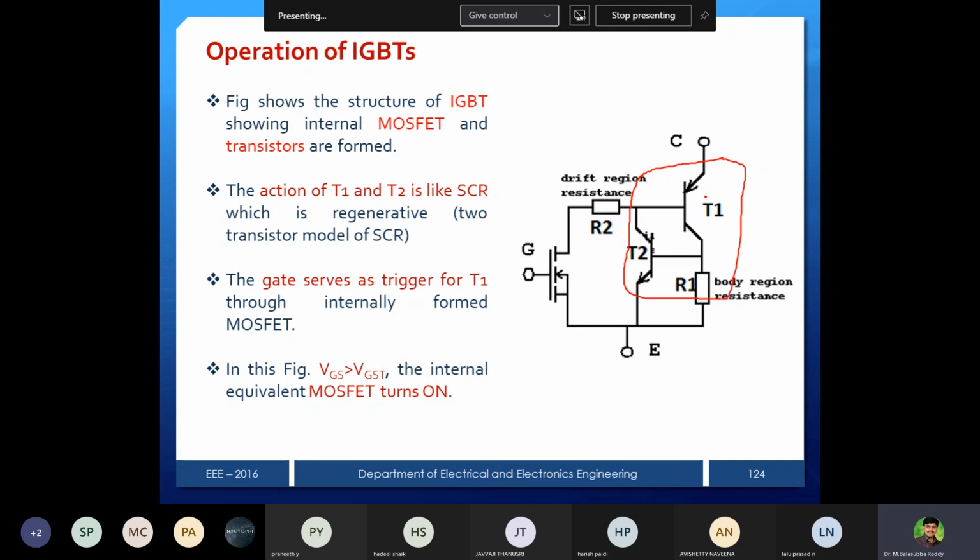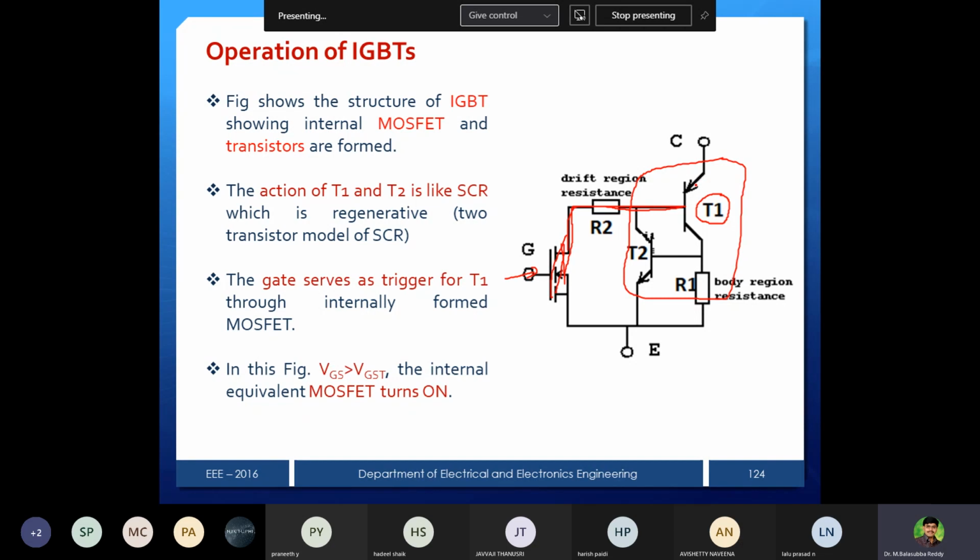Now here the gate serves as the triggering of the SCR transistor T1, because once you give the gate signal here, the MOSFET will trigger. Then once the MOSFET is triggered, what will happen? This is connected to the base of transistor 1. Now a signal is passed through to the base of T1.